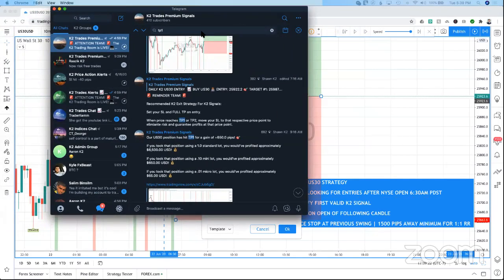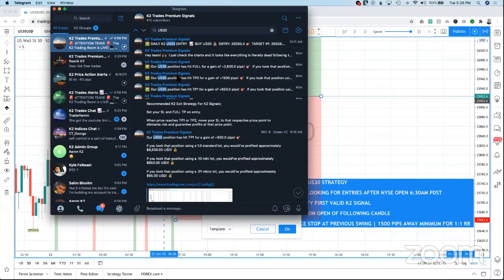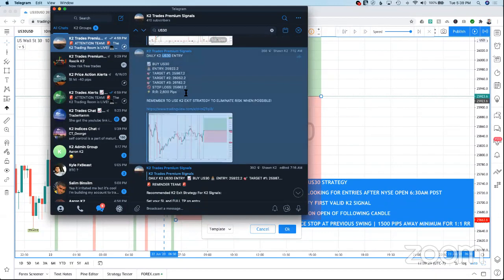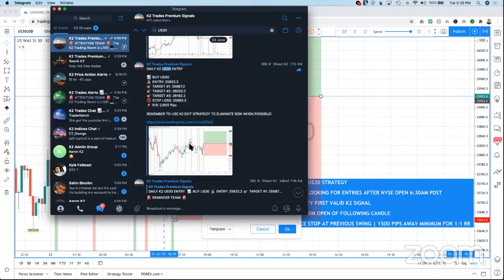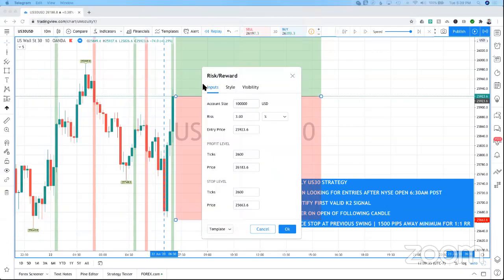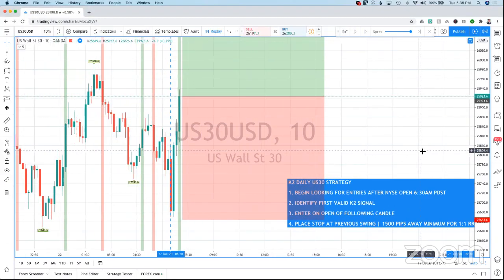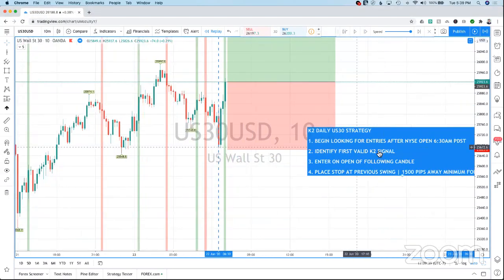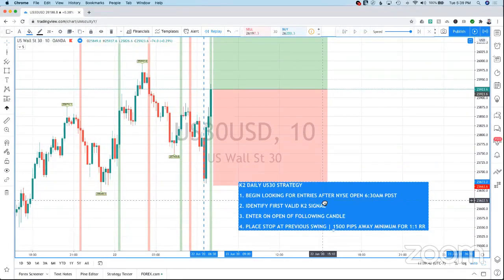I don't want to use the wrong parameters. Okay, so right here. Yeah, so right here was for 2,600 pips. Same entry right there. You can see that entry. Same setup right here. So right here, we would have entered this trade. Now all the requirements are met.